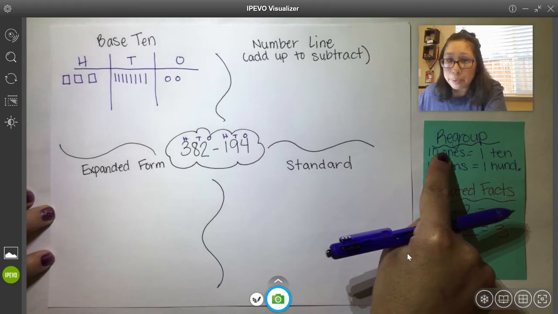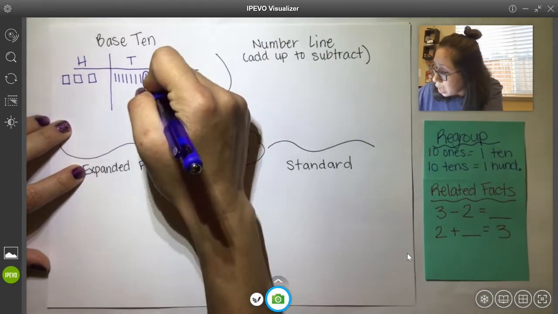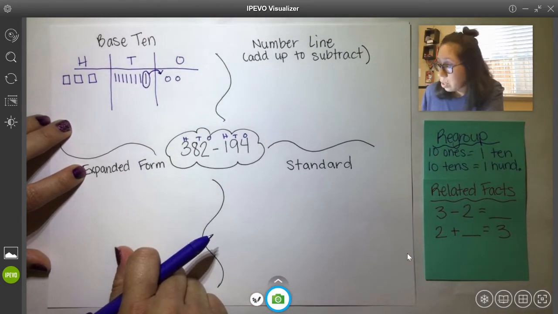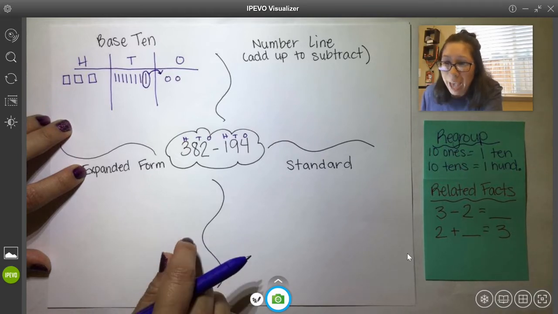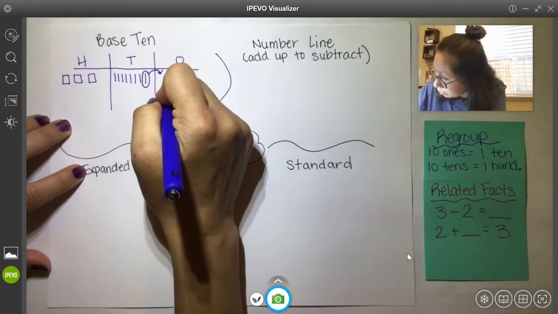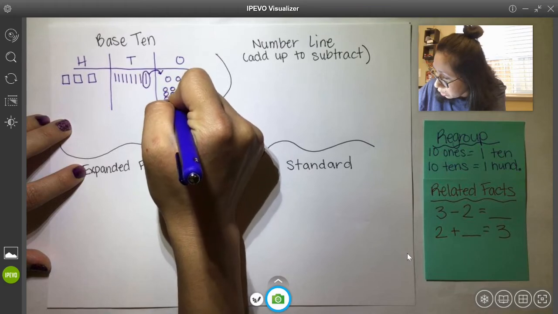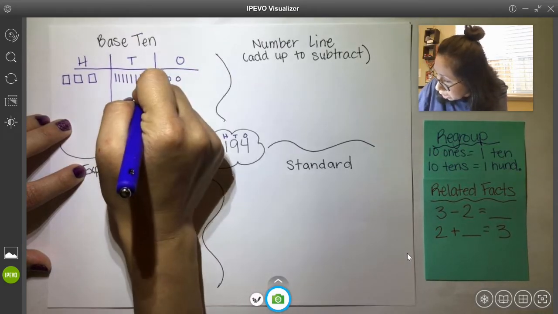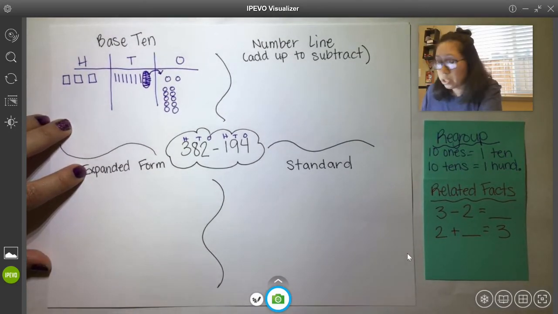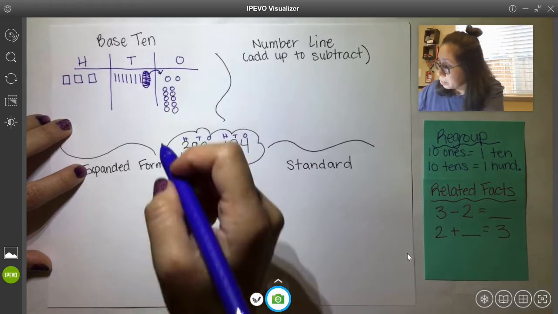So what I do for subtraction is I go to my tens place and I move one of the tens into the ones. And now that it's in the ones place, I need to draw out the same value as that 1 ten, which is 10 ones. 1, 2, 3, 4, 5, 6, 7, 8, 9, 10. And so I don't get confused, I'm going to scribble that 10 out because I moved it over into the ones place. Now I'm going to subtract 4 ones.